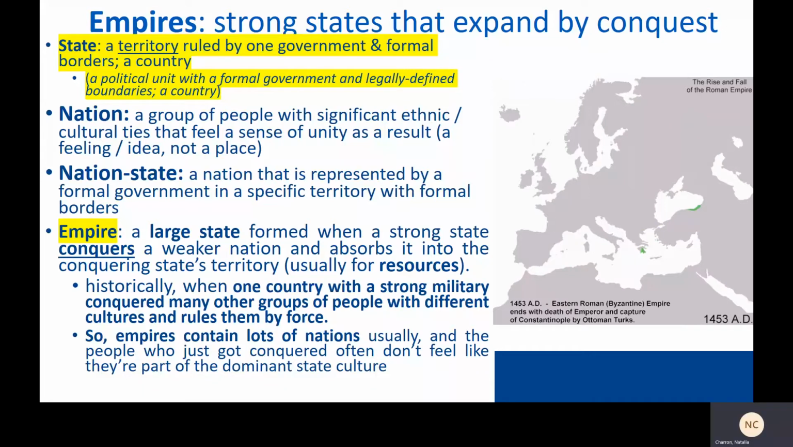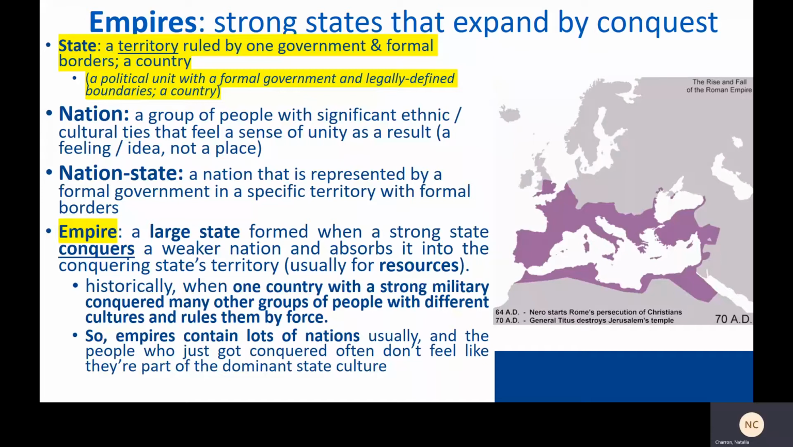So nations are ideas. Like, I personally am Mexican, but I live in the United States and I am a United States citizen. But I feel strong ties to Mexico because that's where my people are from. So it can be kind of a confusing gray area. Nation states exist when the nation, the people with that feeling of commonality that comes from culture and history and maybe ethnicity, is represented by a formal government in a specific territory with formal borders. So if America is full of Americans and people who feel like they're Americans, it's a nation state.